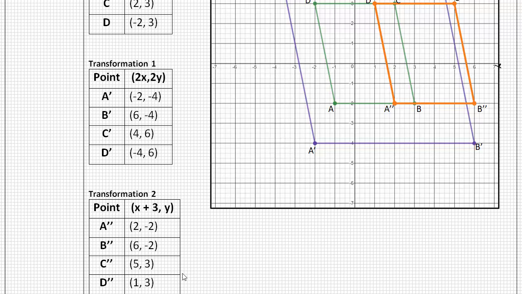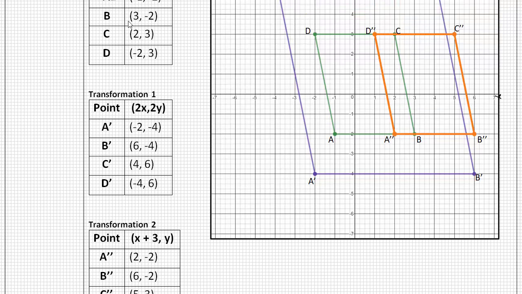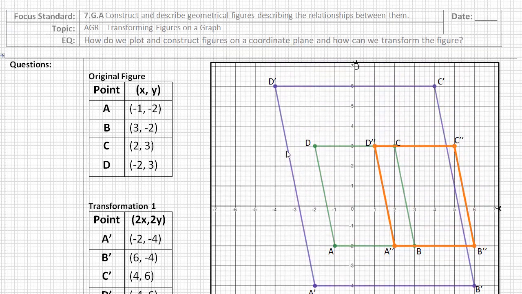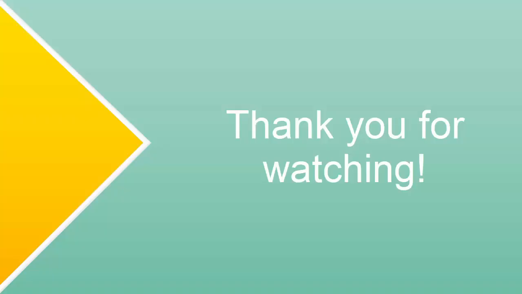So these are the skills that we're going to be practicing in the coming days: plotting points, using rules to do transformations to those points, and observing and describing the types of changes and effects that it has on the original figure. That's going to conclude our video for today. Please make sure that your notes are complete and come ready to do more graphing in class.